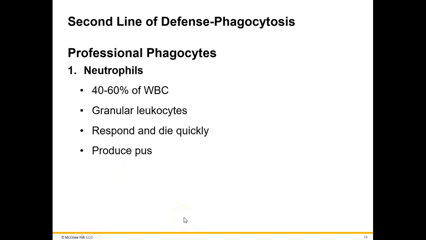So any cell that can go through this process of phagocytosis is called a phagocyte. So once again, that's CYT referring to a cell. So a phagocyte is a cell that goes through phagocytosis. All of them are white blood cells that we've kind of mentioned previously. So we have the neutrophils. So this is 40 to 60% of our white blood cells are neutrophils.